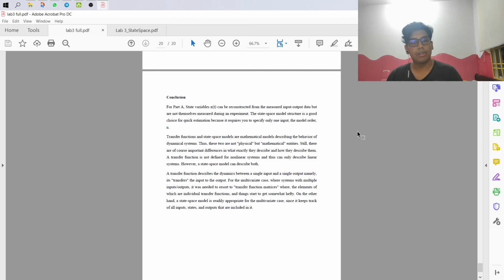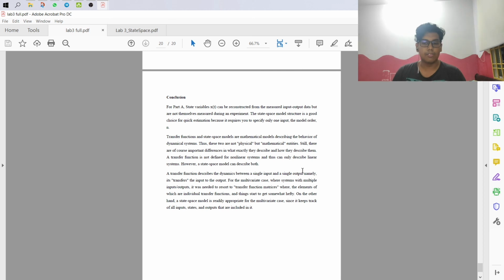For the comparison of the transfer function and the state space model, they are both mathematical models describing the behavior of a dynamical system. Thus, these two are not physical but mathematical entities. Still, there are a lot of important differences. For one, the transfer function is not defined for nonlinear systems, and thus can only describe linear systems. However, the state space model can describe both.